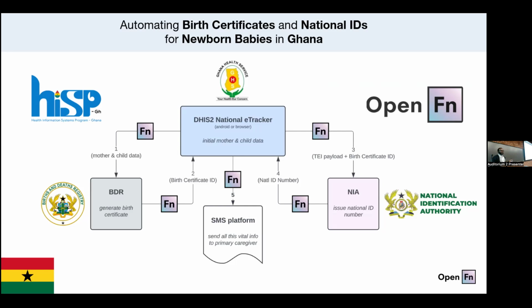So that is how the flow looks like. And all this plumbing, all these interactions were done with OpenFN. So we built adapters for connecting to an SMS gateway. There's already an existing DHIS2 adapter in OpenFN that we leveraged to manage the DHIS2 communications, but we built separate adapters to communicate with the birth and death registry and then the national ID.